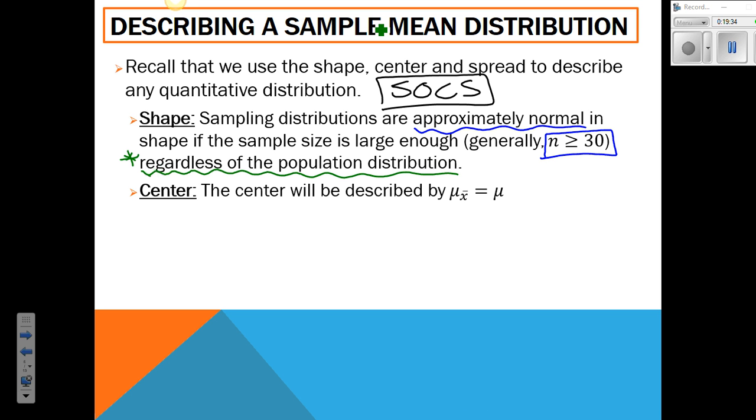The center is given by the mean sub x bar. So the mean of all your x bars is going to be equal to mu. So when you're asking how to describe the center, you're going to report the mean measurement. That's the center. For the spread, you're going to describe it by sigma sub x bar, which is equal to sigma over square root n. So if they ask you, how do you describe the sample mean distribution? What you're going to do is what?